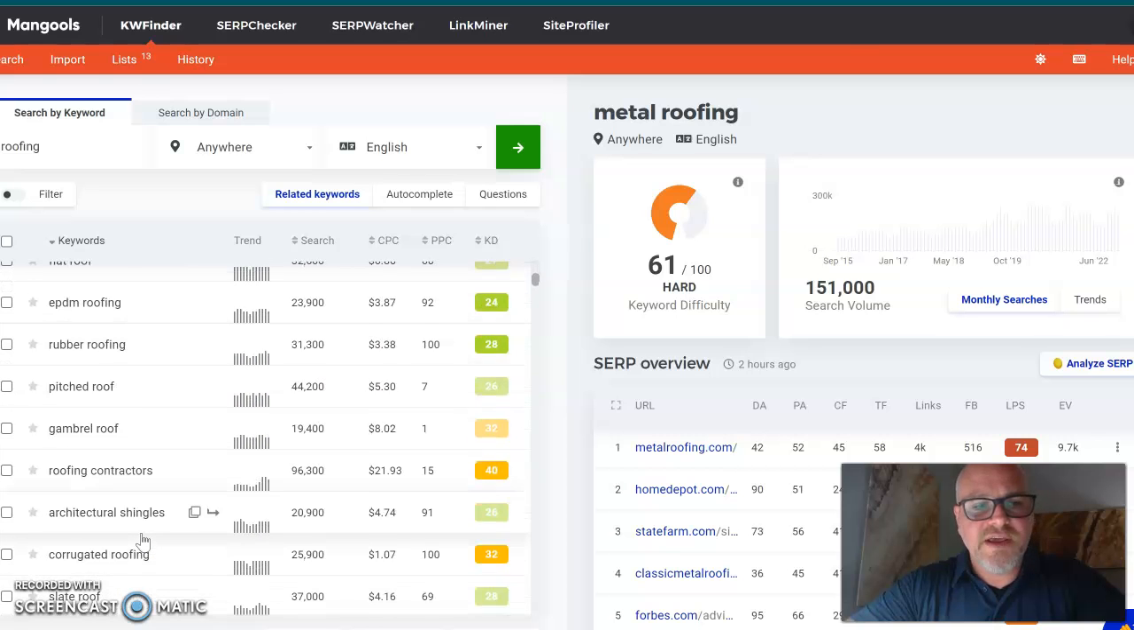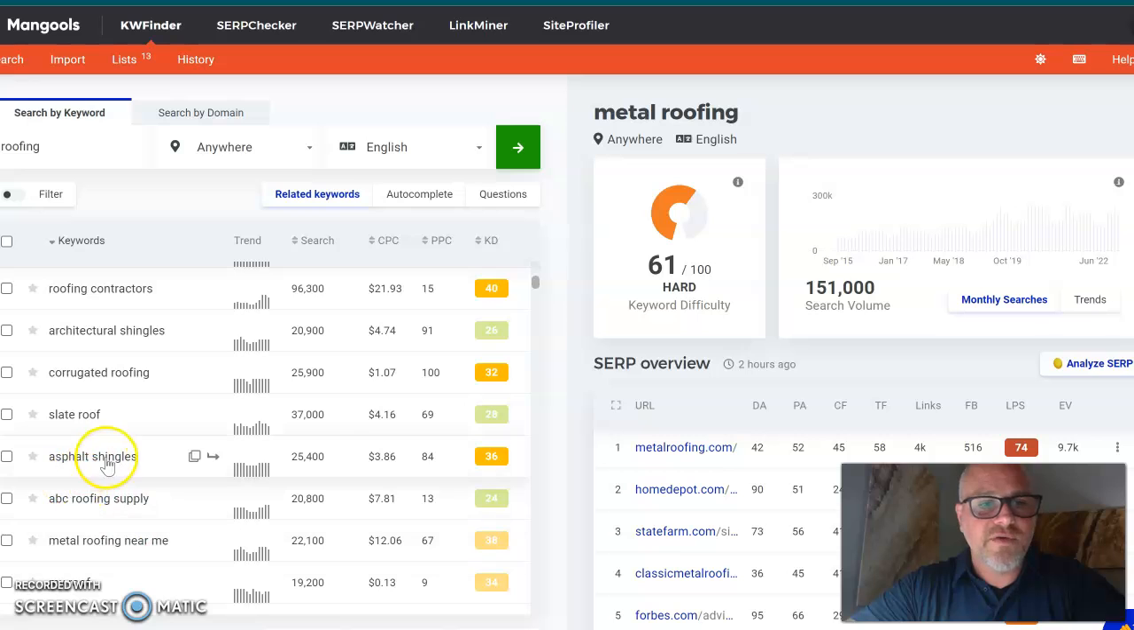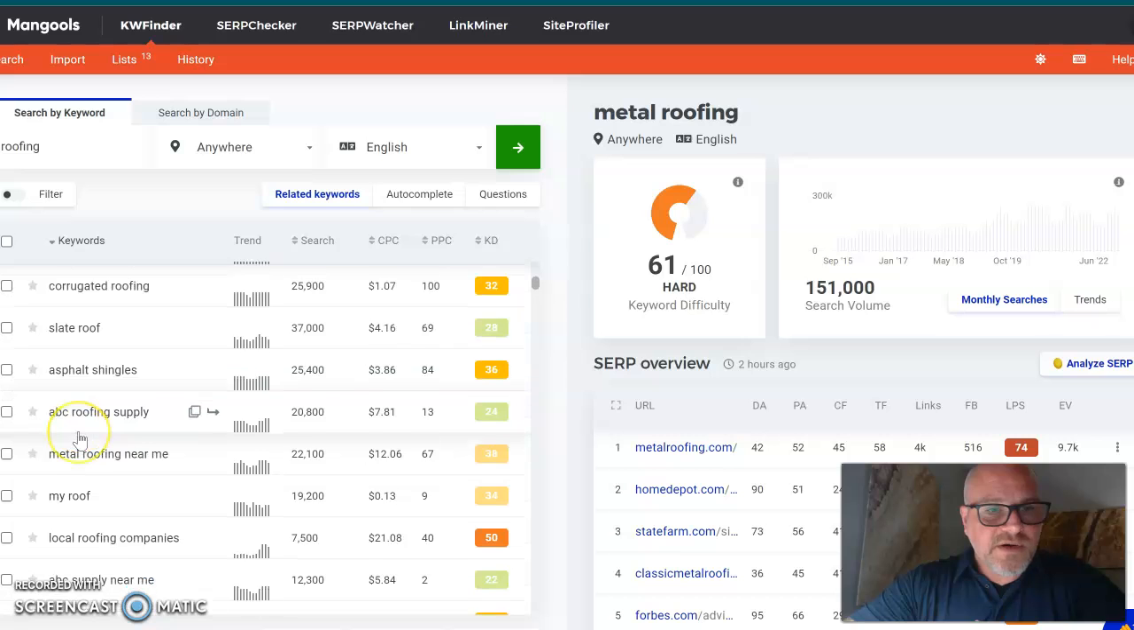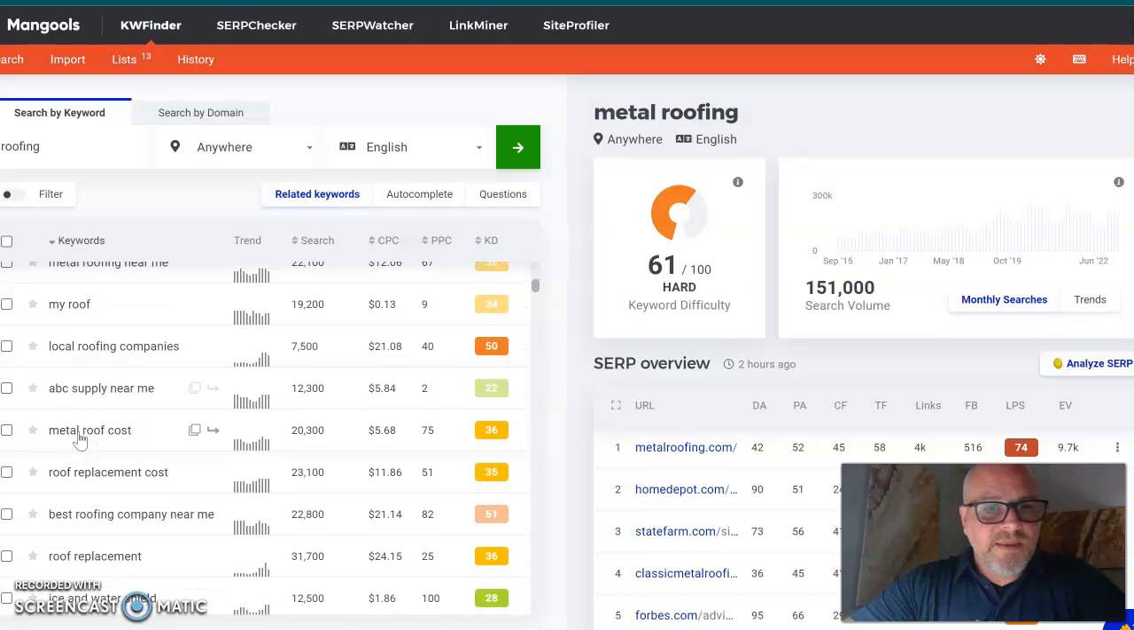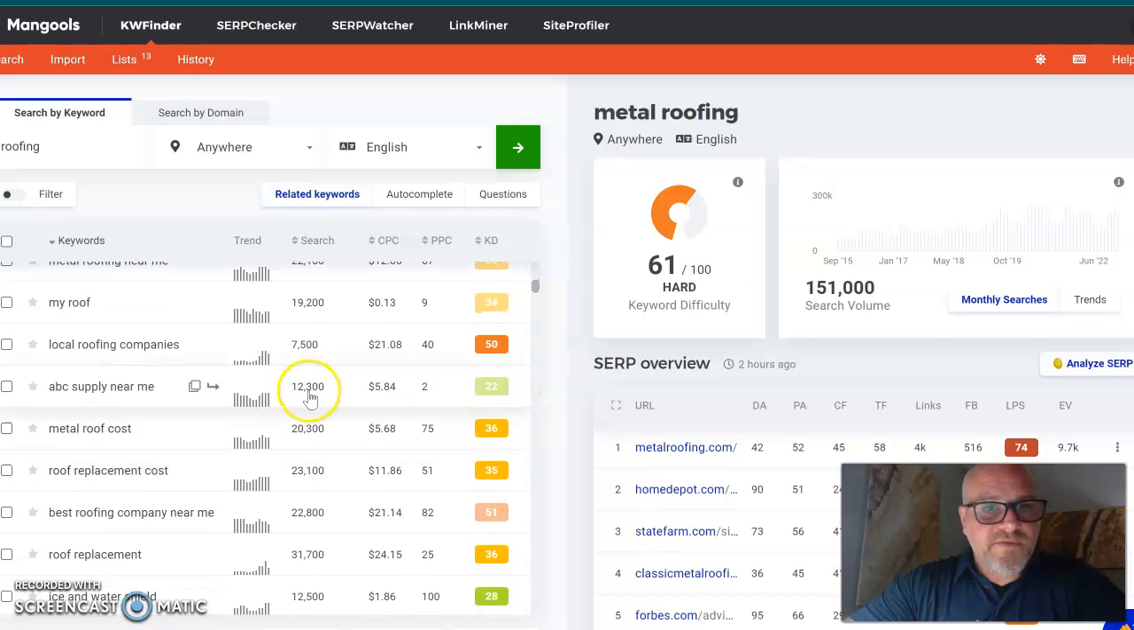It only has to be 500 to 800 words or so. You don't want to go overboard on it. Asphalt shingles, there's a good one. So you can see all these keywords here that you're getting. And you can see the traffic associated with those keywords, and you can see the difficulty. We're just going to try and grab some of these for ease.